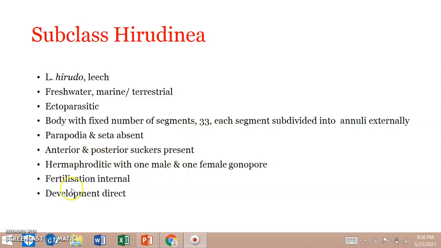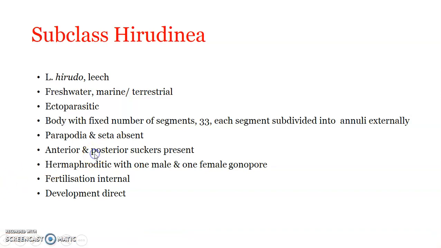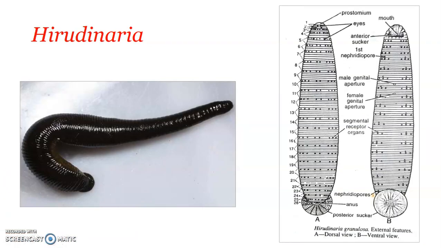Okay. Now, there are plenty of examples which we are supposed to learn, such as Hirudinaria and Haemadipsa. We have Hirudo, another example. Haemopsis. We have Poecilobdella, sorry, Herpobdella. All these are a few examples of Hirudinea. Okay. Now we will see in detail on Hirudinaria.